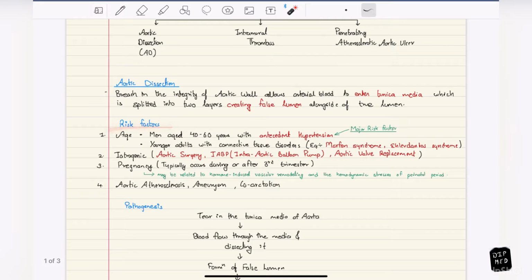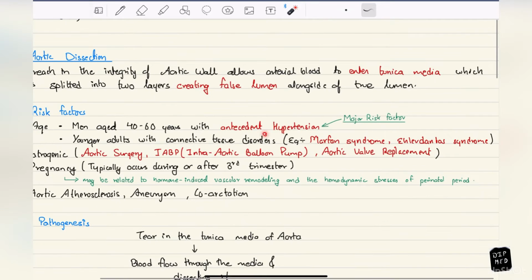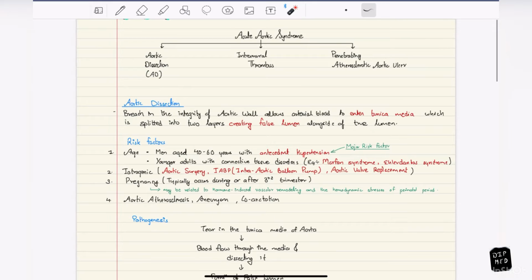What are the risk factors? First one is age. It is usually seen in men aged 40 to 60 years with antecedent hypertension. So remember, hypertension is the major risk factor. It can also occur in younger adults with connective tissue disorders like Marfan syndrome and Ehlers-Danlos syndrome. It can also be due to iatrogenic causes like during aortic surgery, intra-aortic balloon pump, or aortic valve replacement.